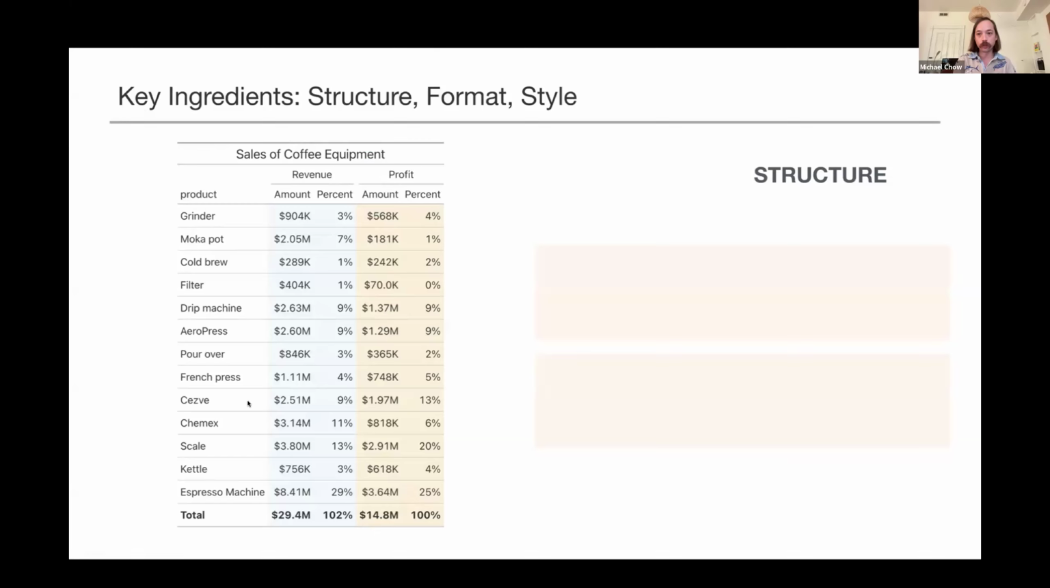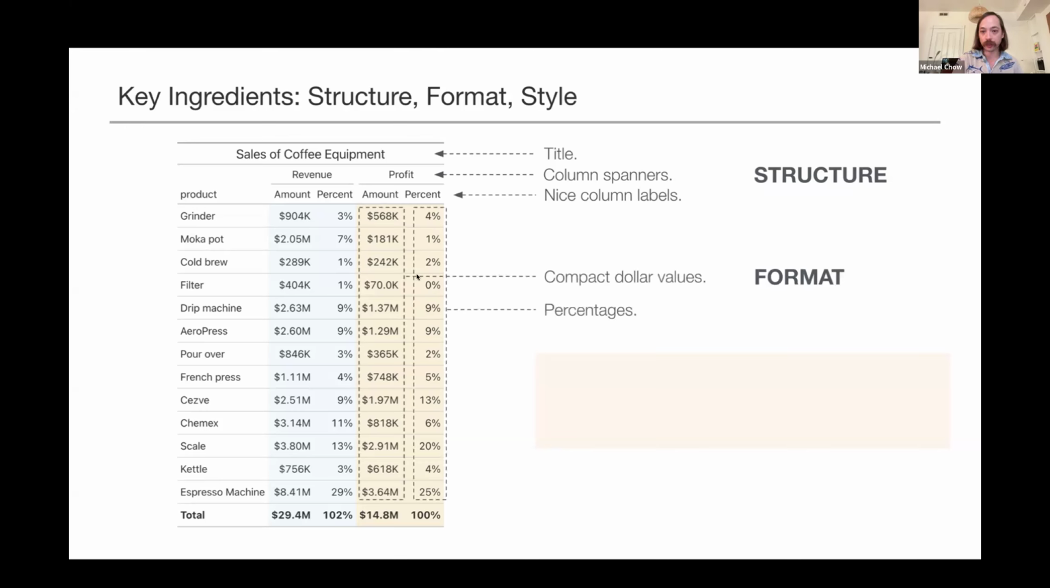And just to show what this looks like in action, structure would be things like this title, these column spanners like revenue and profit, and these nicer column labels, amount and percent. So notice now we don't have these lowercase underscore named columns, but they're grouped a little bit so they're easier to see and read. For formatting, we have compact dollar values.